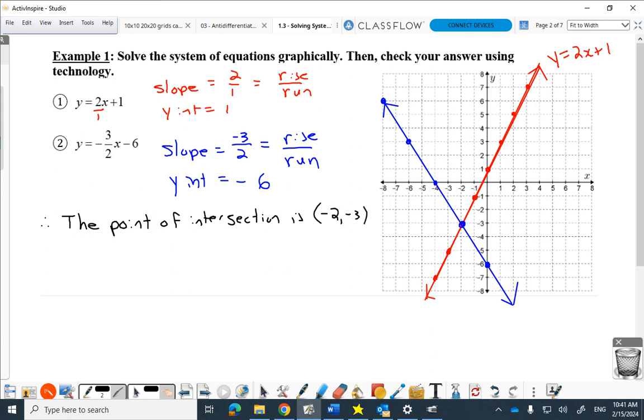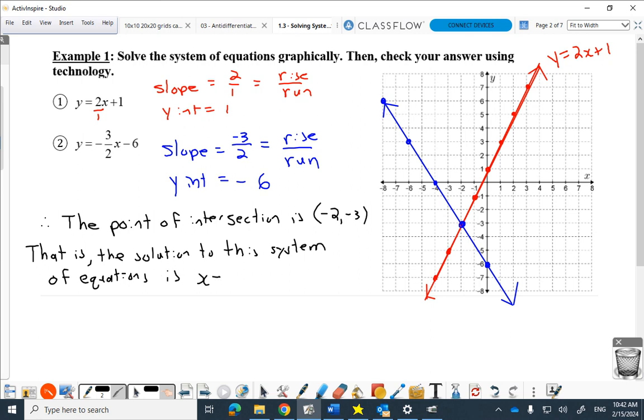But here's the sentence you really want for grade 10. That is, the solution to this system of equations. Boy, what a fancy name for the fact that I just had 2 equations. A little foreshadowing there for you. Maybe later there'll be 3 equations or 4 equations. Not in grade 10, but moving forward. So we call it a system. As soon as there's more than one, we call it a system. The solution to the system of equations is x equals -2, y equals -3.